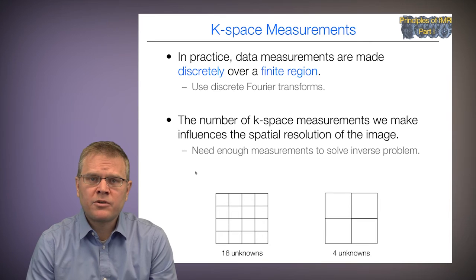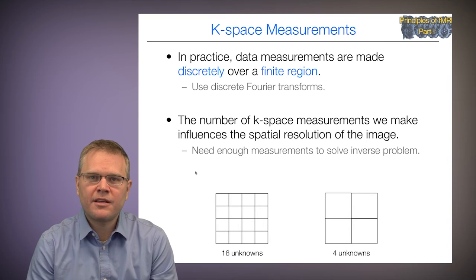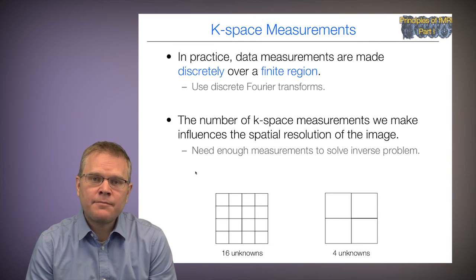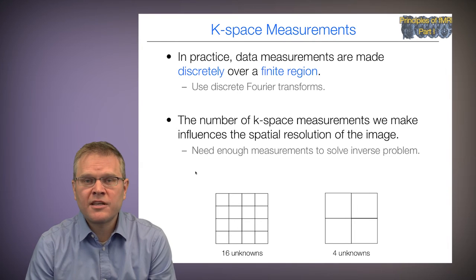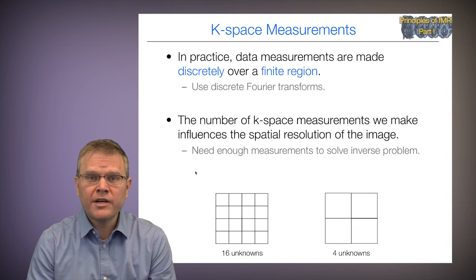For example, if I want to reconstruct a 4x4 image with 16 different voxels, I have 16 unknowns. So I have rho of xy in 16 different locations. So ultimately I have to make 16 k-space measurements so I have enough information to estimate those. So I need 16 equations because I have 16 unknowns. If I had made a lower resolution image, so only a 2x2 image with 4 voxels, I would only have 4 unknowns. So in this case, I'd only have to make 4 different k-space measurements in order to reconstruct that.